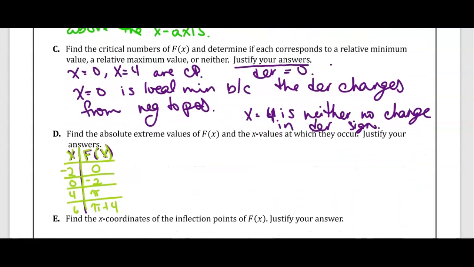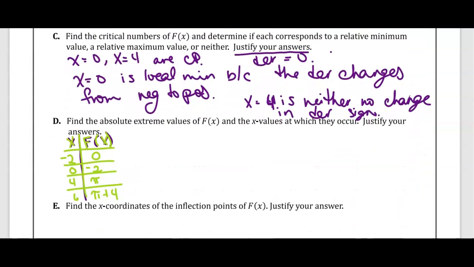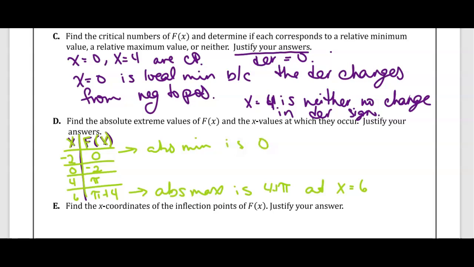All right, now what does that mean for us? We're going to have an absolute maximum at the biggest number. This is my absolute max. And then we're going to have an absolute min all the way over here. Now let's be careful of what they want. They want to know what the absolute max is. The max is 4 plus pi at x equals 6. The min is 0 at x equals -2, making sure you tell them both parts of that.